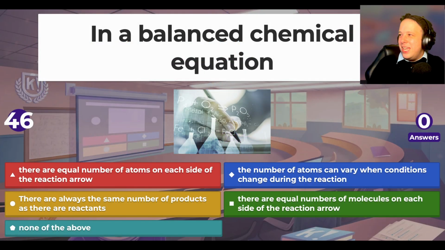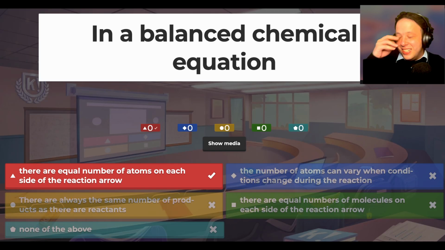In a balanced chemical equation, which statement best represents a balanced chemical equation? This one is really wordy. But really the whole idea is that when you're looking at a chemical reaction, it has the same number of atoms of each type on the left and the right side. So if you have 10 carbons on the left, you have 10 carbons on the right, 6 oxygens on the left, 6 oxygens on the right. It's the number of atoms that you're looking for.